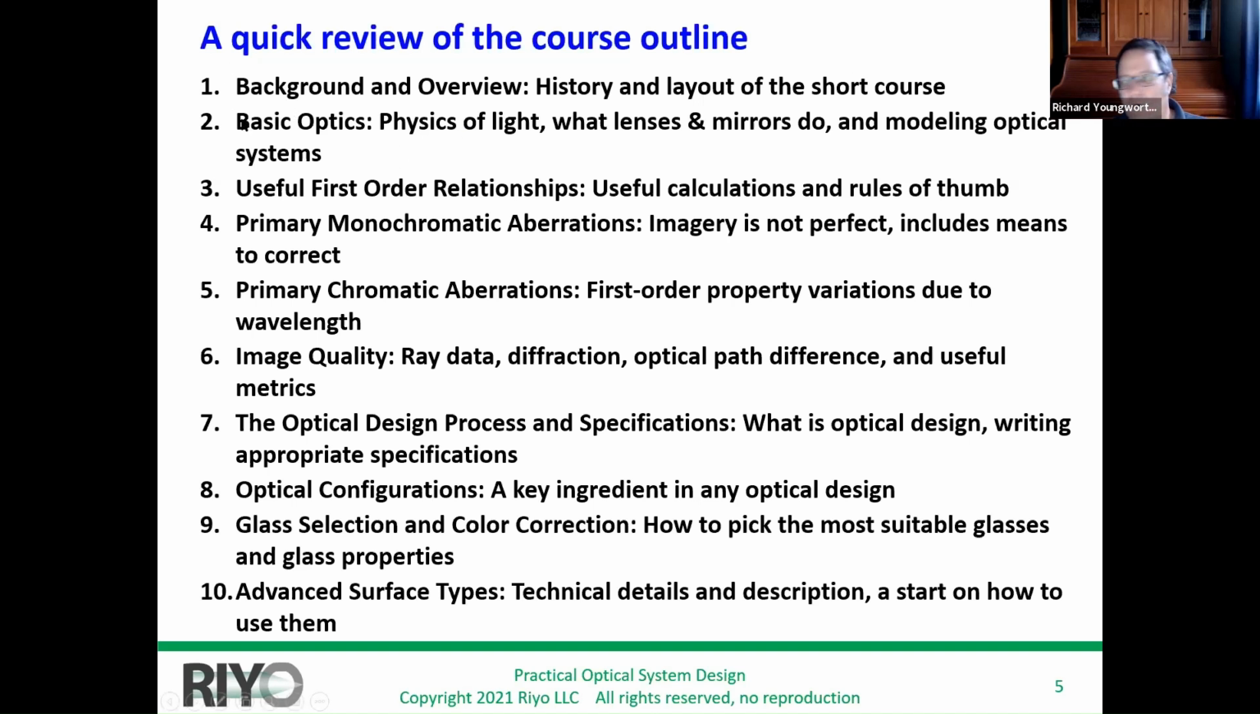So these are good ones if you're going to screenshot a slide or go back and review it in the video. We give the background and overview, which is just a little bit of what we gave today, but then we go into some basics: basic optics, some first order optics, monochromatic aberrations and chromatic aberrations. Leading in after that fundamental work are things that get even a little bit more specific to optical design: image quality criteria, writing specifications, and just a general optical design process.